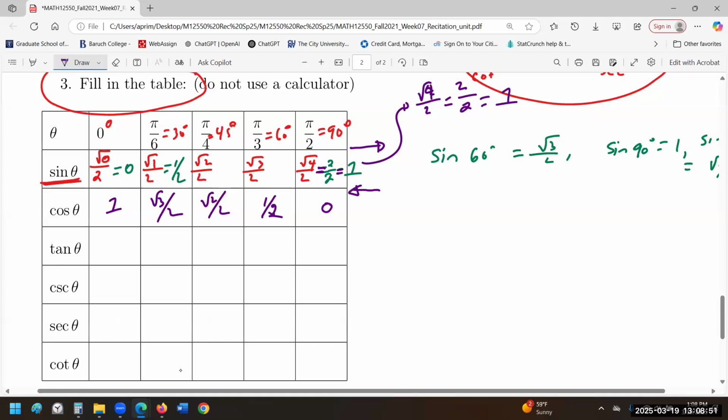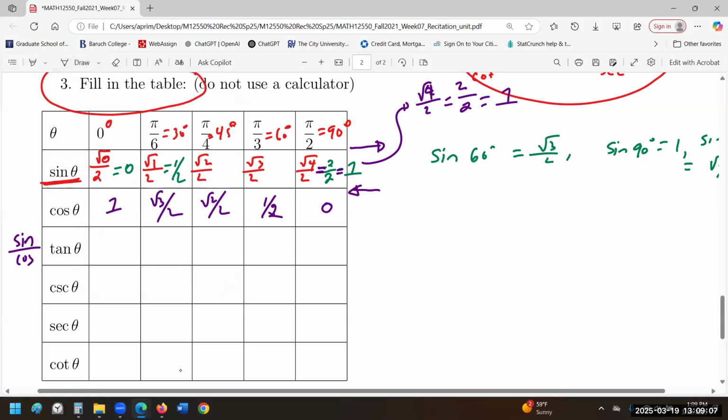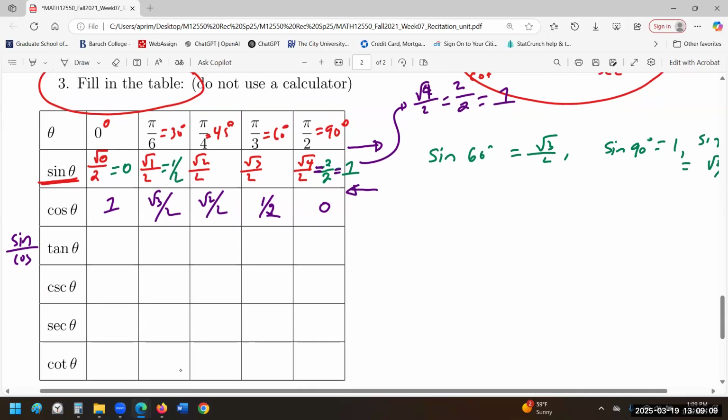The sine tells us cosine, and now we know tangent is sine over cosine. So all we have to do is divide the first column by the second column. 0 divided by 1. Let me change the color. 0 divided by 1 is 0. 1/2 divided by root 3 over 2 is root 3. Root 2 over 2 divided by root 2 over 2 are the exact same thing, so it turns into 1.